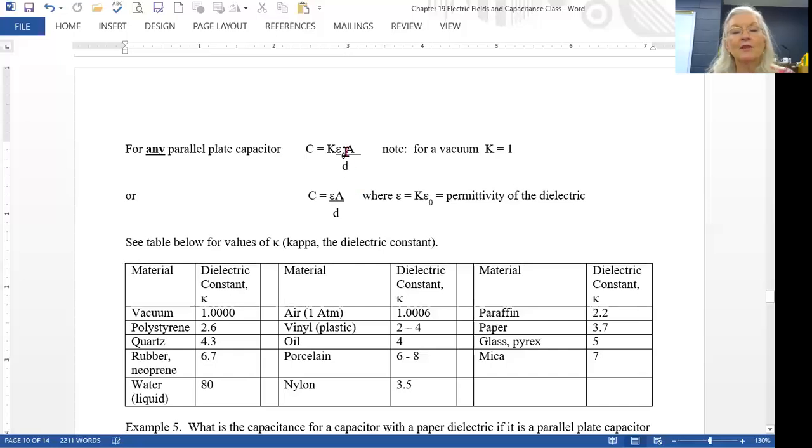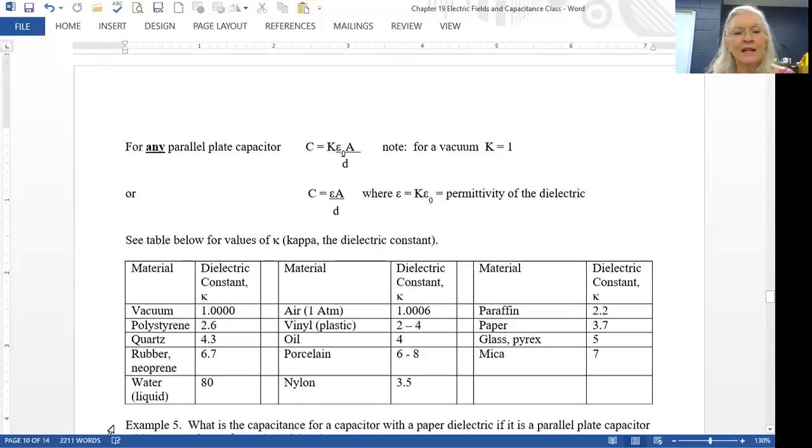And again, epsilon naught will be provided, and you'll either know A and D and have to find C, or C and D and have to find A, or A and C and have to calculate D. Depending on the material, the dielectric constant will vary. You can see for a vacuum, it's 1. For water, it's 80. And there are other numbers in between.